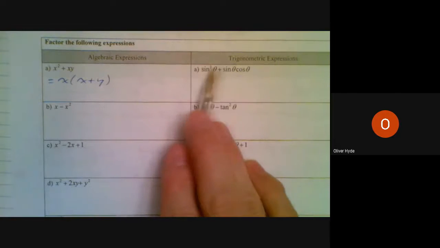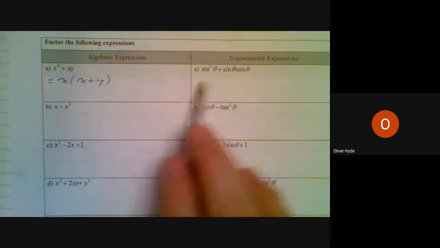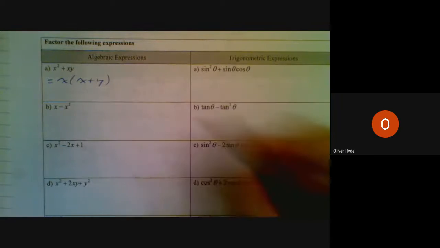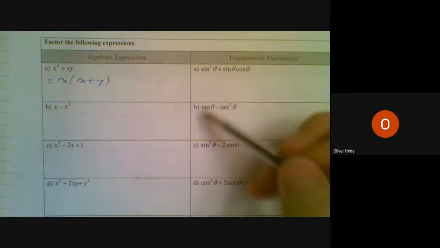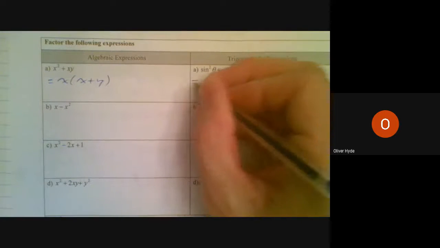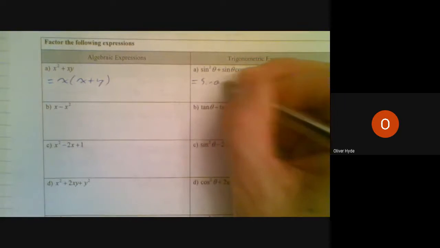This has 2 factors of the sine of theta. This has 1 factor of the sine of theta. Sine is not a factor because sine is not a number. I can't take the common factor of the square root of something. The sine of is a non-distributive operation. What is common here is a factor of the sine of theta.